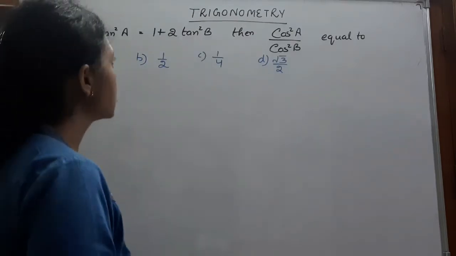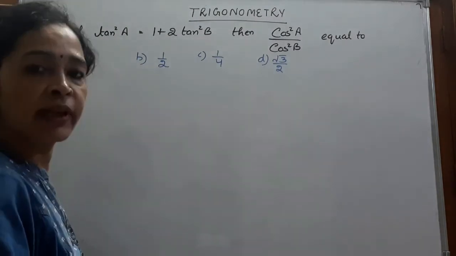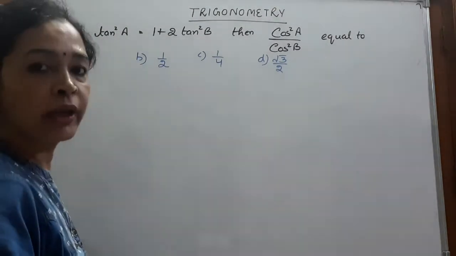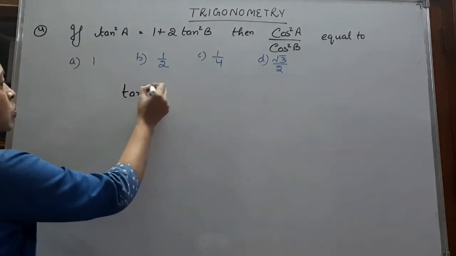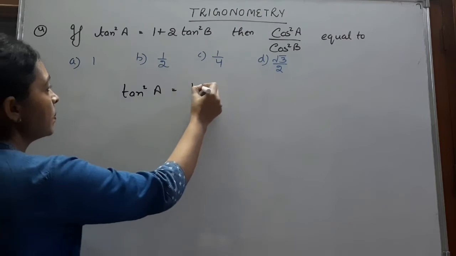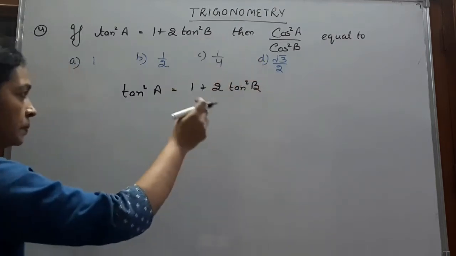Tan square A equals to 1 plus 2 times tan square B. Then what is the value of cos square A upon cos square B? Now, kids, what is given? Tan square A is equals to 1 plus 2 times tan square B.